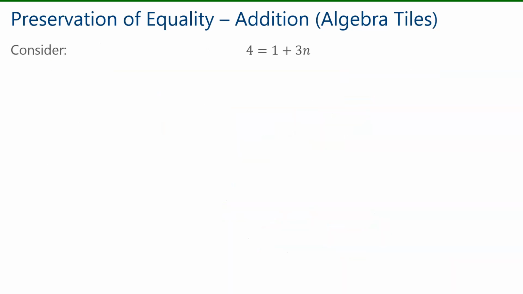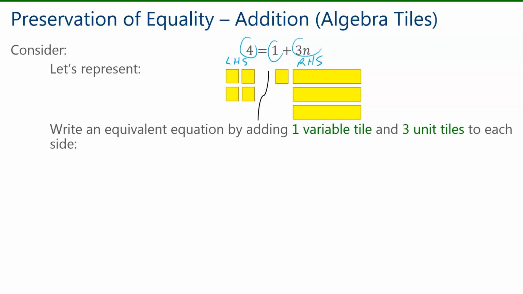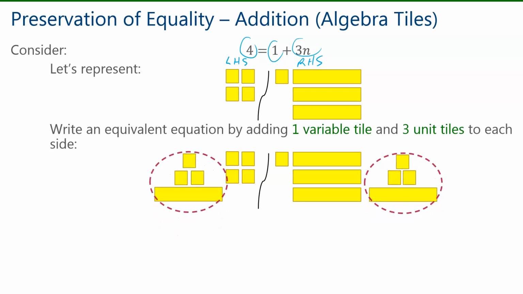One more example. 4 equals 1 plus 3n. So let's represent, first of all, using our algebra tiles. On the left-hand side, 4 unit tiles. On the right-hand side, we see 1 unit tile and 3 variable tiles. Now, what are we going to add into both sides this time? We're going to add in 1 variable tile and 3 unit tiles to each side of our equation. There's the original representation. Now let's add in our 1 variable tile and 3 unit tiles to each side.